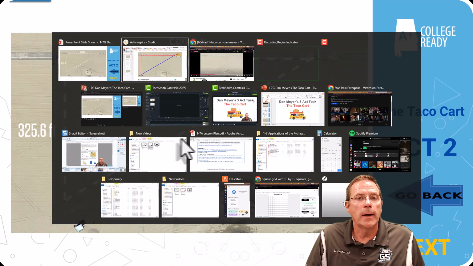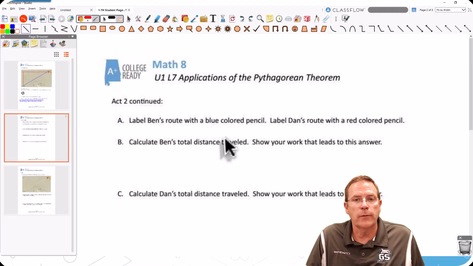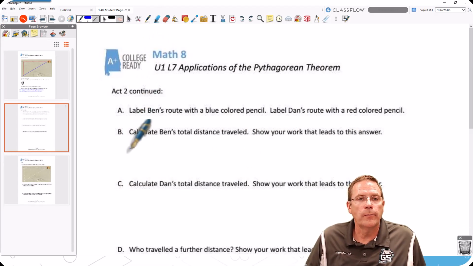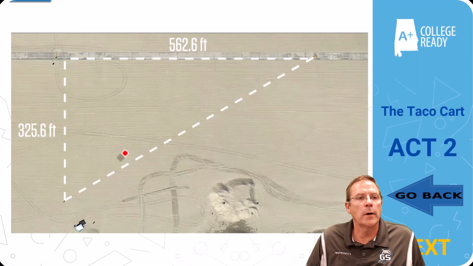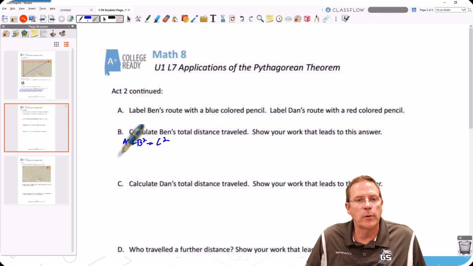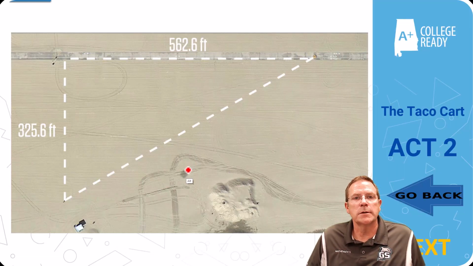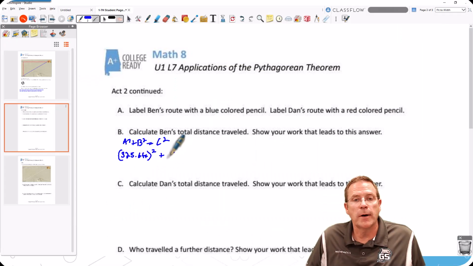So we're going to need to come back over and do some actual math. We're going to write down our formula first. a squared plus b squared is equal to c squared, where I got 325.6 feet all squared, plus 562.6 feet all squared is going to equal c squared.